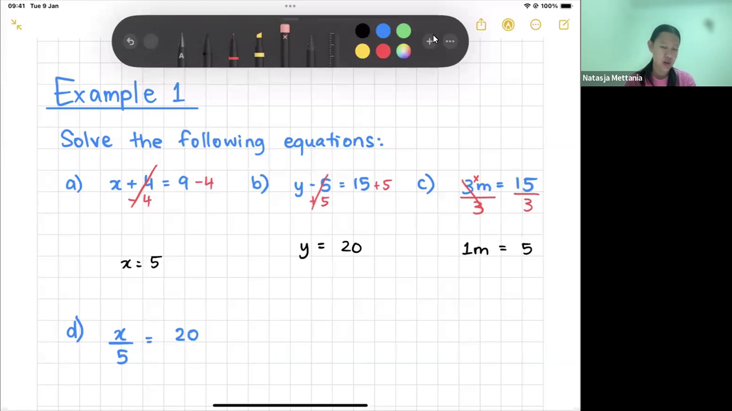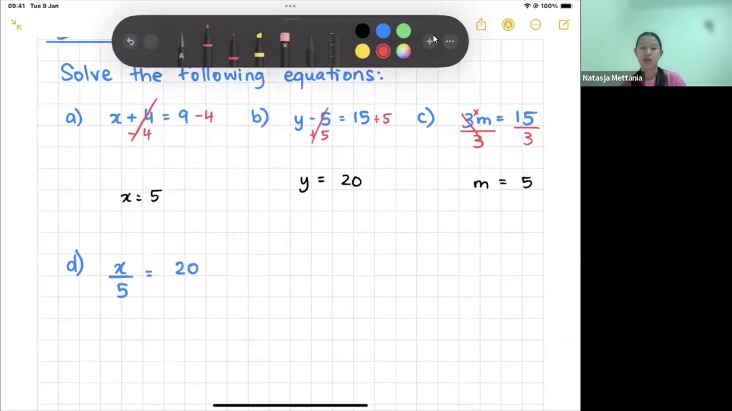Now you know, and I say this a lot, you don't have to write 1m equals 5. Mathematicians are lazy, so that 1 is going to be invisible and it's not going to exist for now. Or I'm not going to see it. All right, next one.